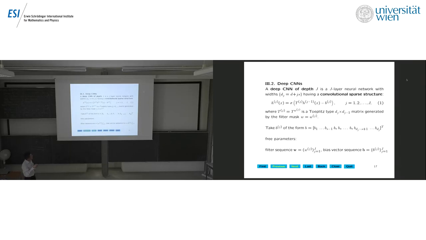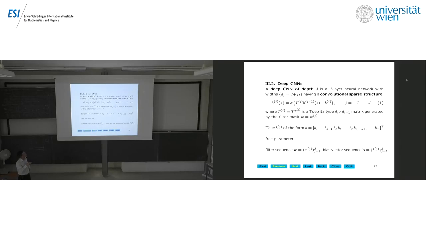So let me introduce now the deep learning, deep conv nets. A deep convolutional neural network has this multi-layer neural network structure, except that the connection matrix now is a Toeplitz matrix. It's not a full matrix with all the entries free, but the freedom is controlled only by the s plus one parameters in the filter sequence W. So at each layer, there is a filter to be determined, and there are only s plus one free parameters in this matrix.